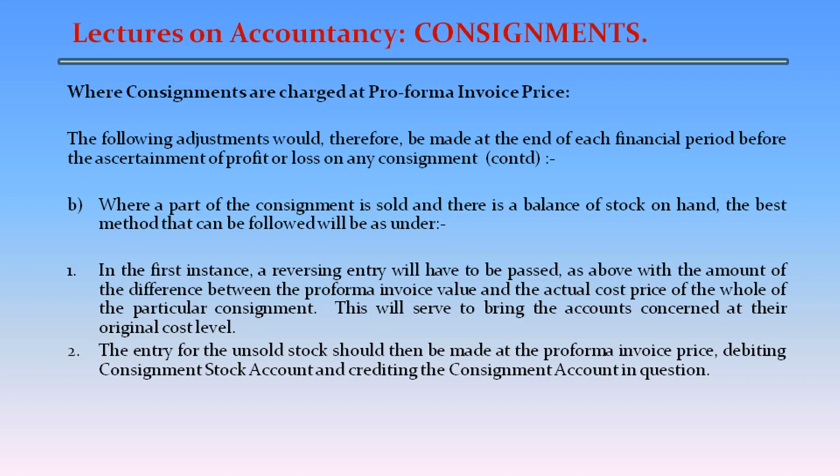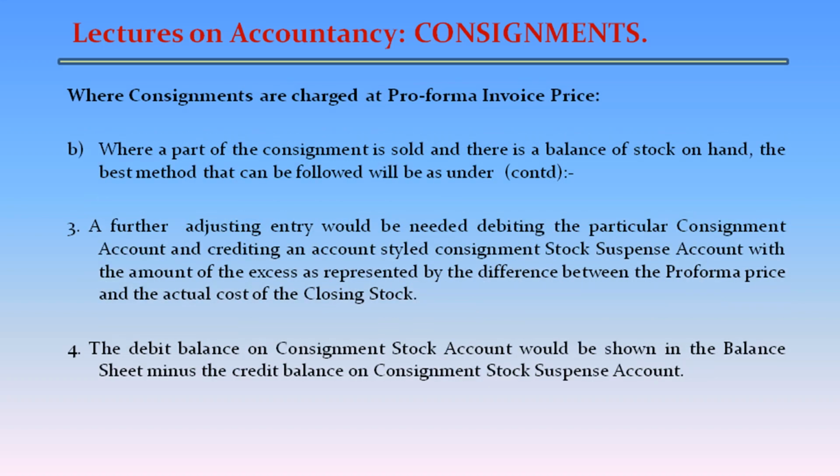B. Where a part of the consignment is sold and there is a balance of stock on hand, the best method that can be followed will be as under. 1. In the first instance, a reversing entry will have to be passed as above with the amount of the difference between the pro forma invoice value and the actual cost price of the whole of the particular consignment. This will serve to bring the accounts concerned at their original cost level. 2. The entry for the unsold stock should then be made at the pro forma invoice price, debiting the consignment stock account and crediting the consignment account in question.